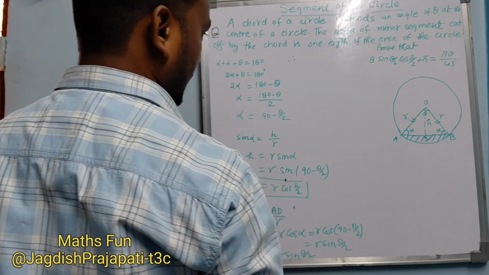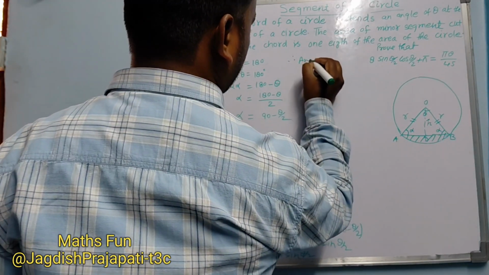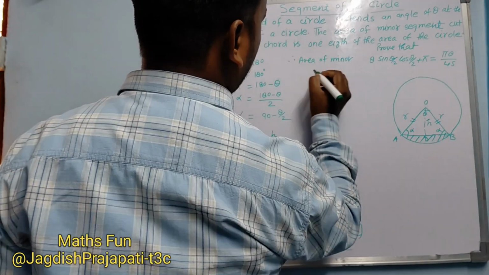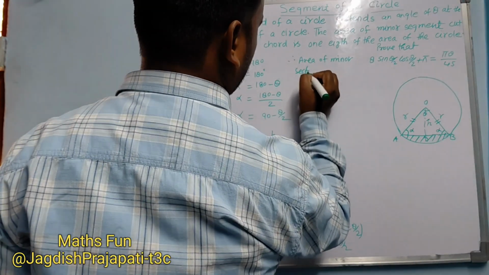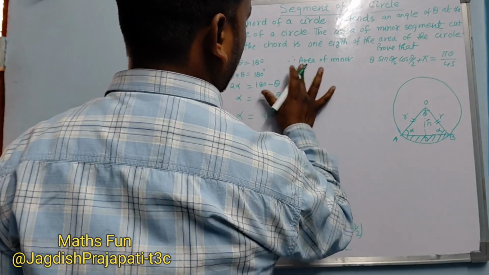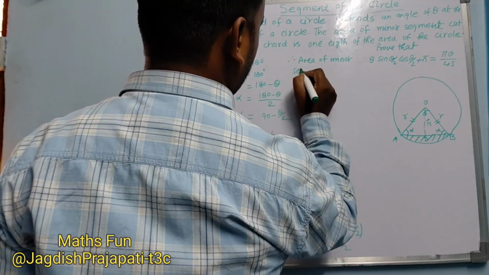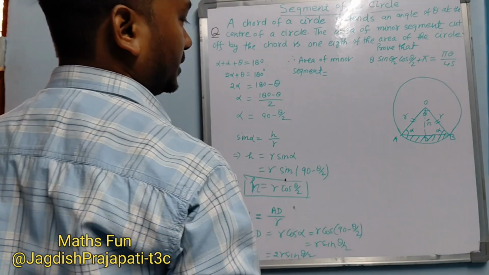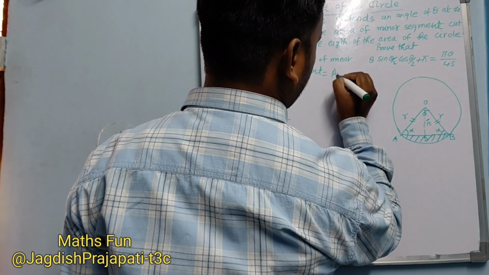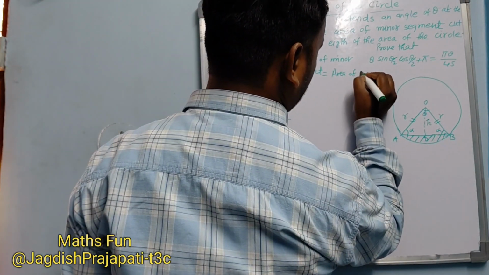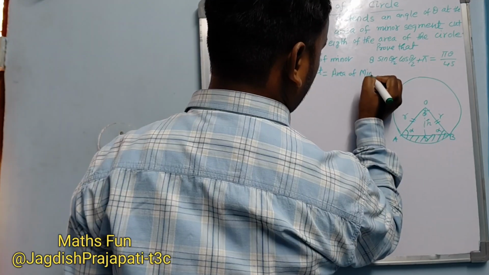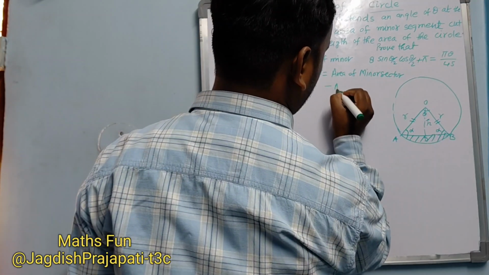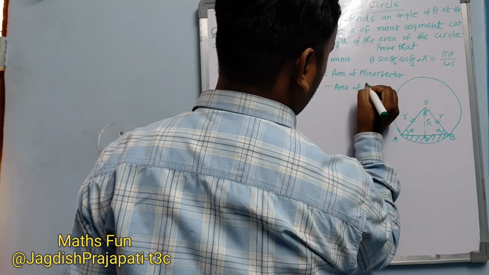Therefore, area of minor sector, not sector, segment. Area of minor segment will be area of minor sector minus area of triangle.